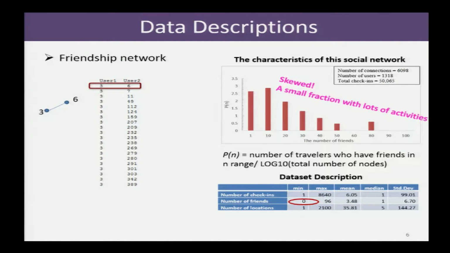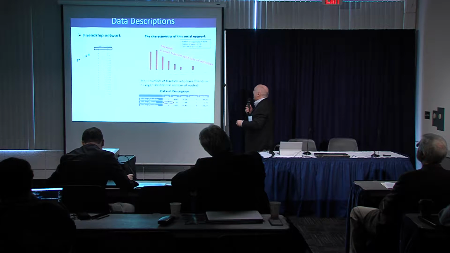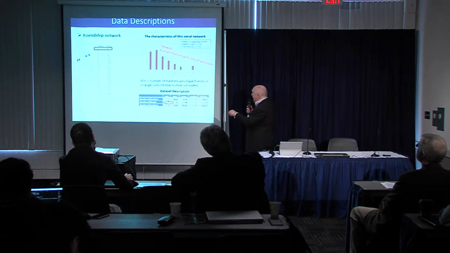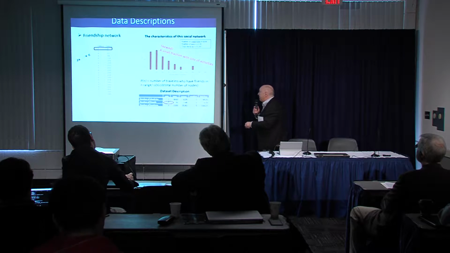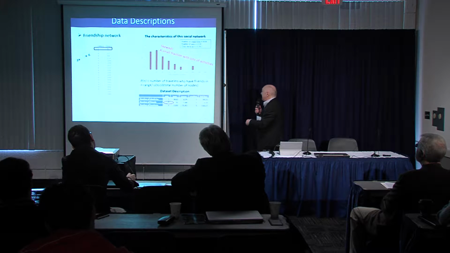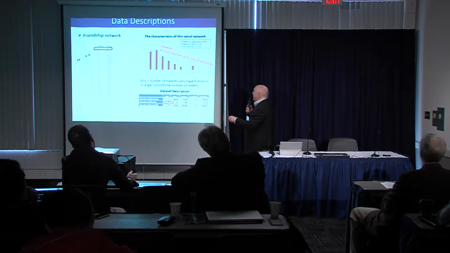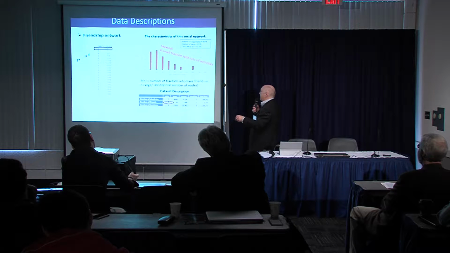Okay, and this is the social network characterization, where you look at the relative frequency of travelers who have friends, in terms of the number of activities that they perform. In that data set, the number of check-ins varies from a minimum of 1 to a maximum of 8640, with a mean of 6 and a median of 1. The number of friends also goes from none to 96.